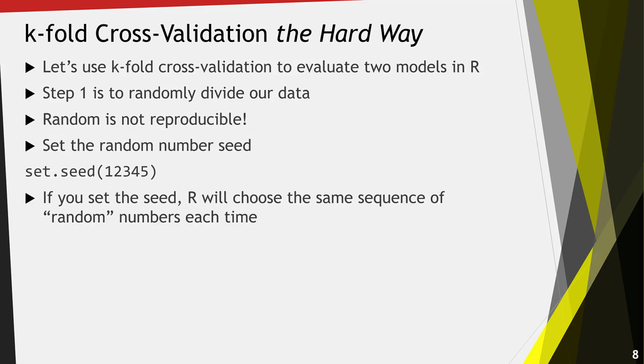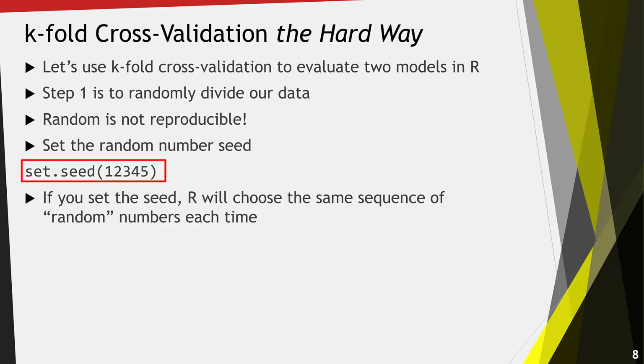It's important to emphasize that randomness and reproducibility are inherently incompatible. We'd like to randomly divide our data, but at the same time, if I give someone else my R code, I'd like them to be able to get the exact same results as me, which means they would need to divide the data the exact same way. We can get around this by setting the random number seed in R. You can do that using the set.seed function. It takes a number as an argument.